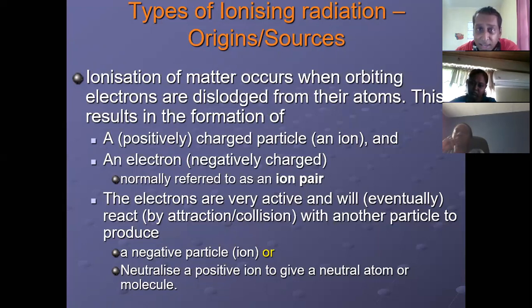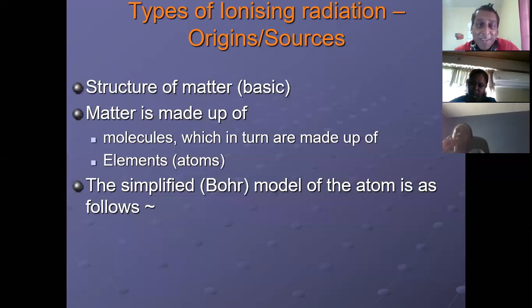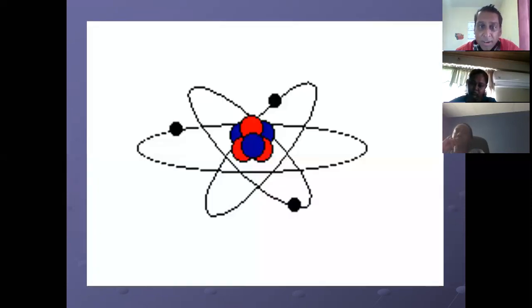Again, if you have not done chemistry, you'll find it very confusing, but I intend to do the explanation on the diagram. Structure of matter: it is made up of molecules, which are in turn made up of elements or atoms. The simplified Bohr model of an atom is as follows. If you don't know this, I'm probably going to have to put my marker on this one. This is the basic idea of an atom. And if you don't know what an atom is, it is the smallest part of an element that cannot be subdivided.